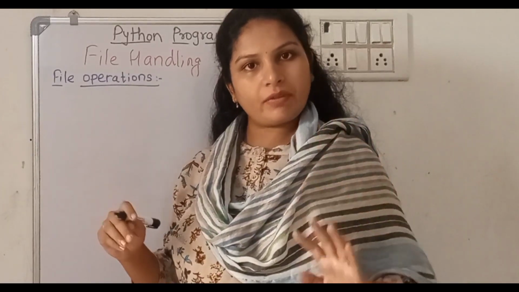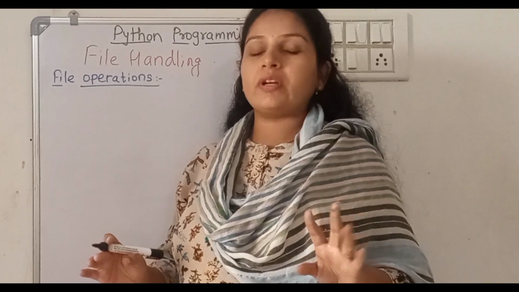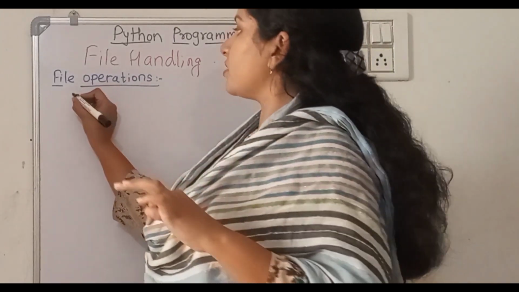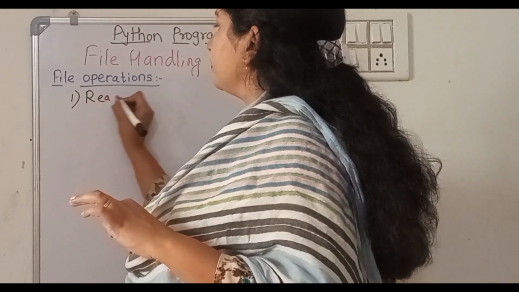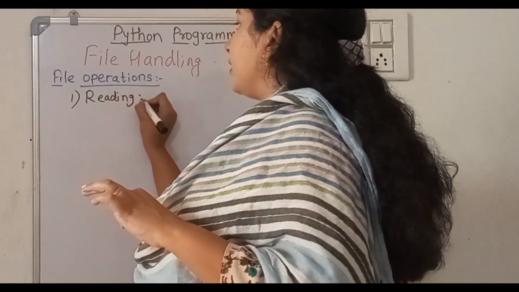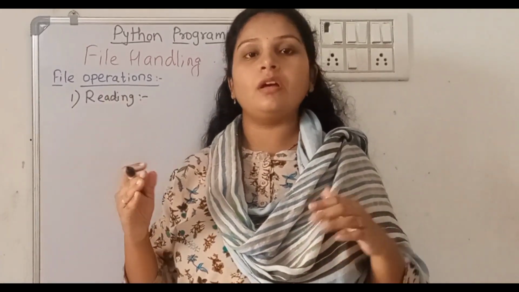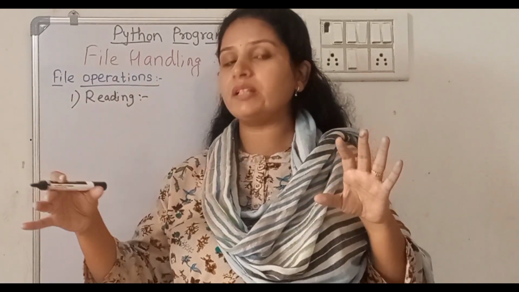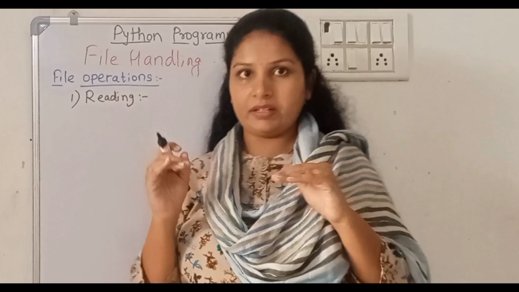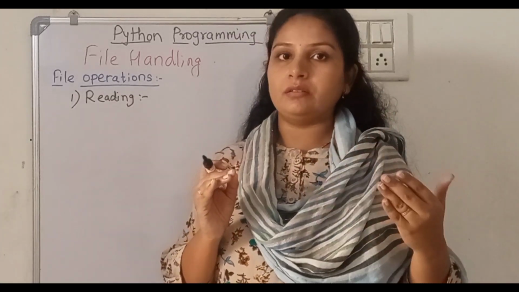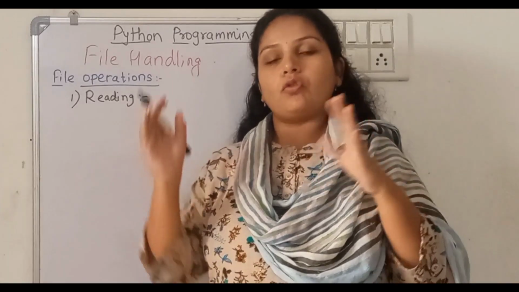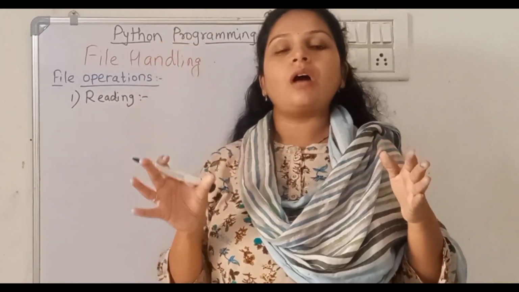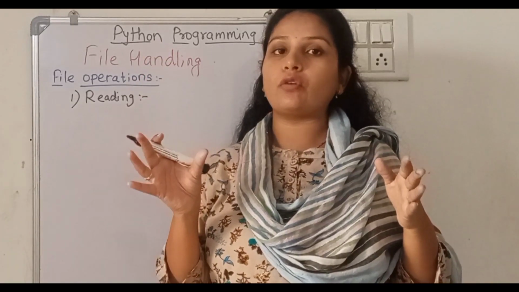For all three types of file, the operations are common. Okay, three operations are there. First is reading from the file. That means the file is there in your computer system and you are reading that file. What is meant by that? You are opening that file first in the Python program. First you open the file, then you read the file, and whichever content is there in the file, you can read and display in the Python application output window. That means you can read the content of the file.